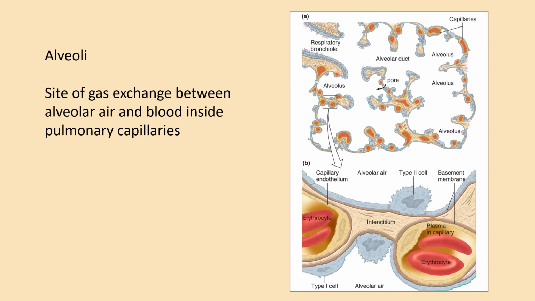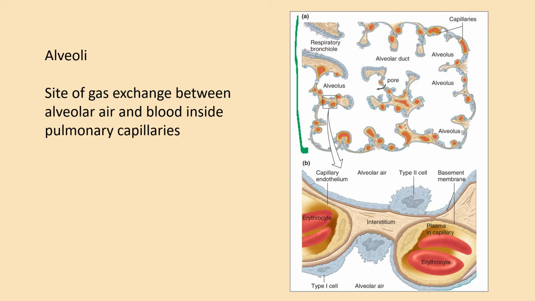Here we see an artistic representation in panel A of what lung tissue looks like using a compound light microscope. And I'll show you a photo of that in just a moment. But let's look at this artistic representation for now. So we're looking at this section for a moment.